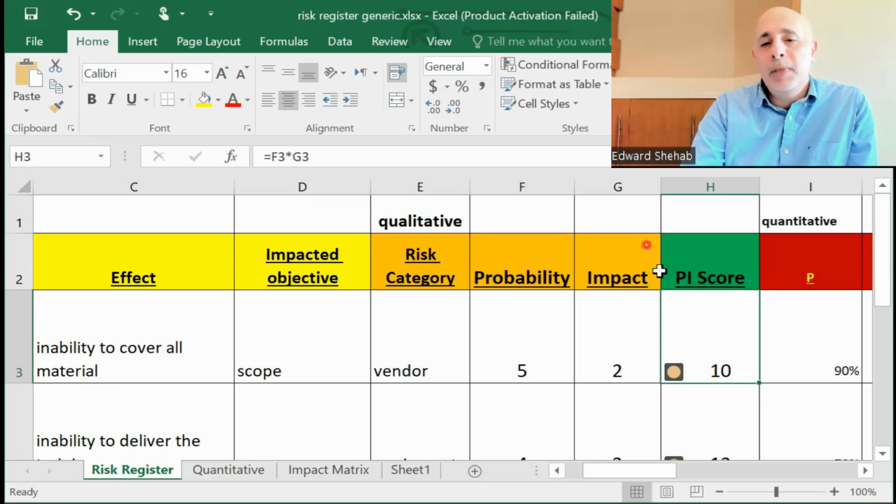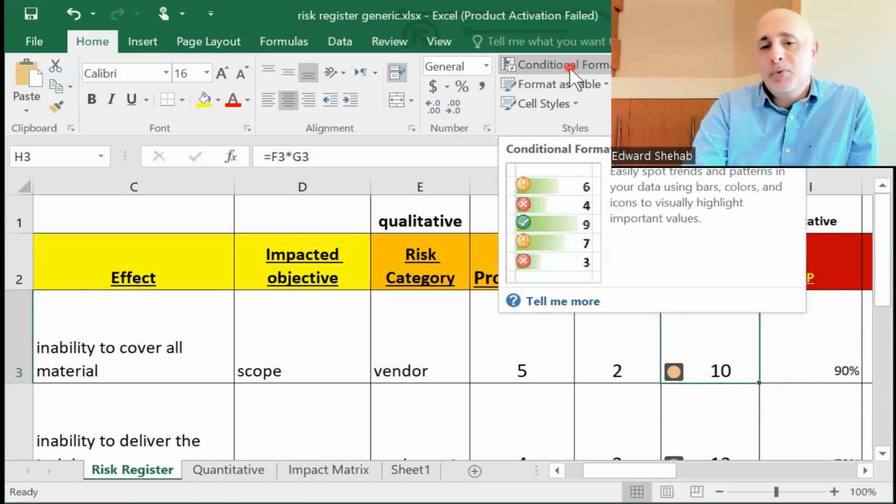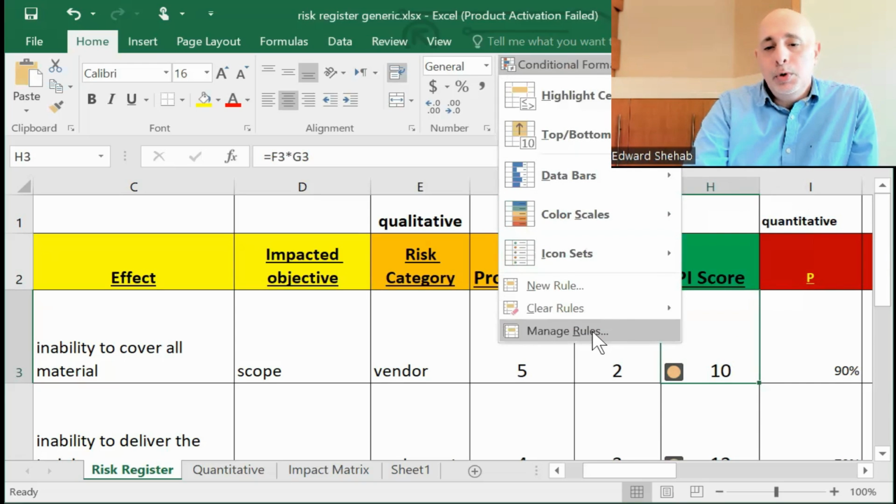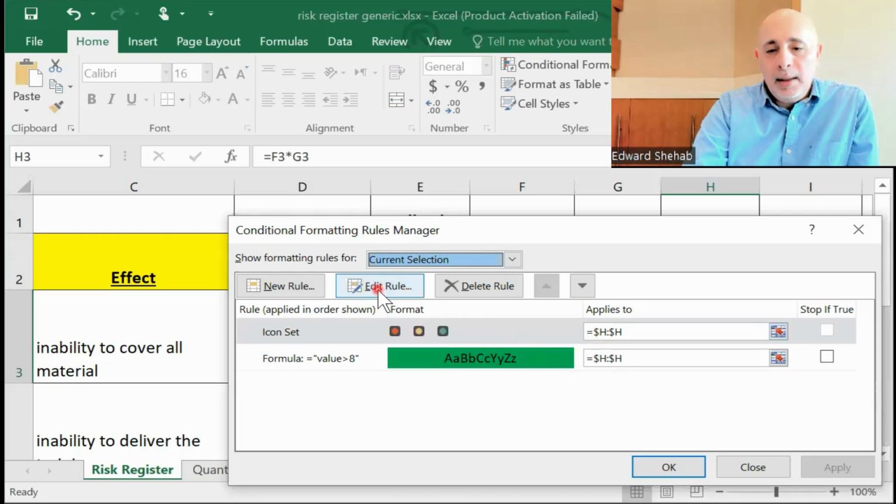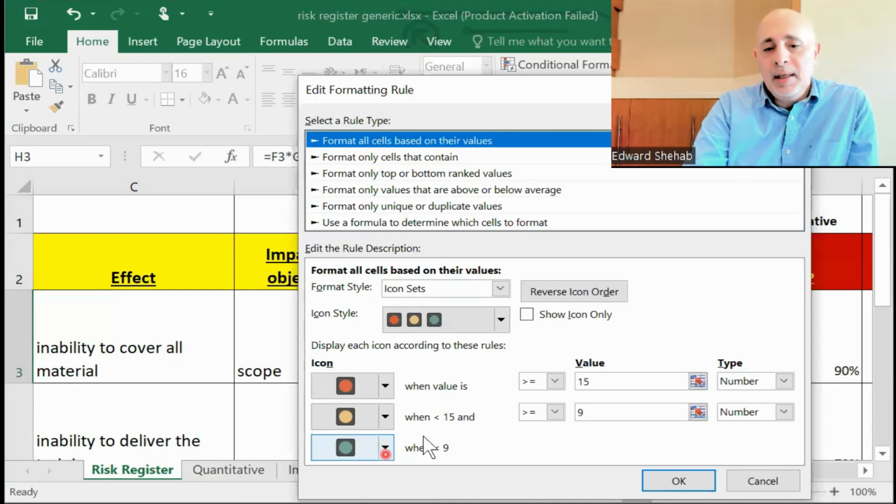It's conditionally formatted. You can feel free to edit the range here. All you have to do is go up to conditional formatting, click that, go to manage rules, and then in manage rules, go to edit rule. And you see that it's red when value is greater or equal to 15. That means 15 and above. It is yellow when it's less than 15 and greater or equal to 9. So you can play with this data, and that will give you the red, yellow, green.